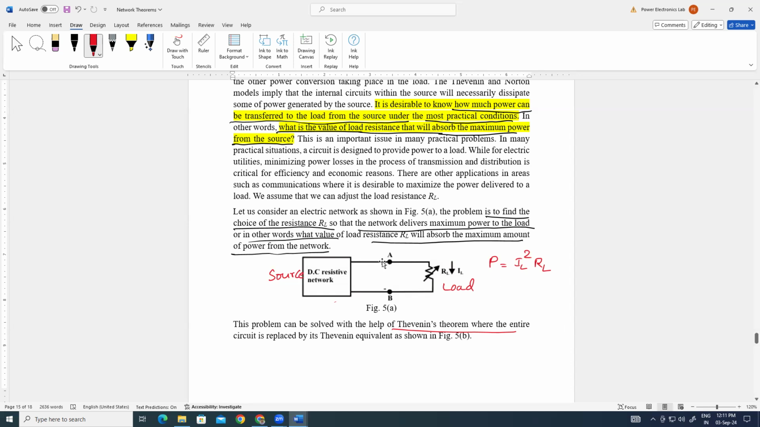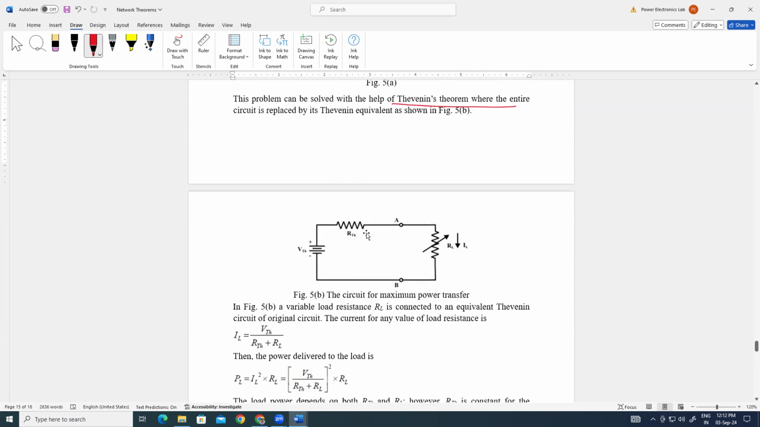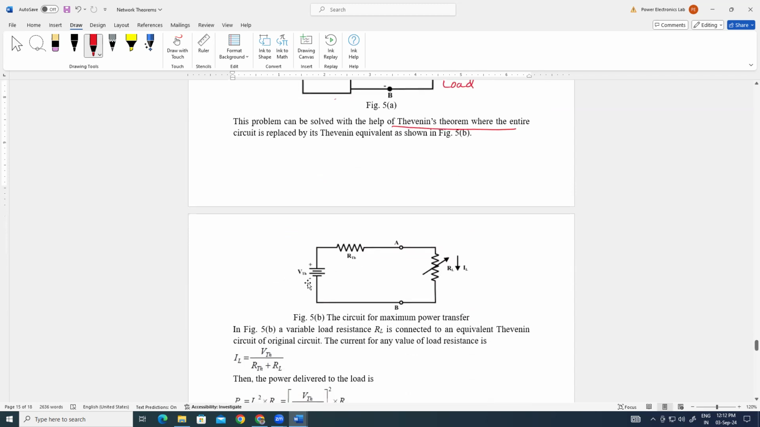For that we can apply Thevenin's theorem, and we can resolve this DC resistive network. And how can we resolve it using Thevenin's theorem? We can resolve it with a voltage source in series with the equivalent impedance. So by applying Thevenin's theorem, we can resolve this network into a single voltage source and a single resistor, because we have assumed a resistive network here. So this network can be resolved into a single voltage source in series with a resistor.